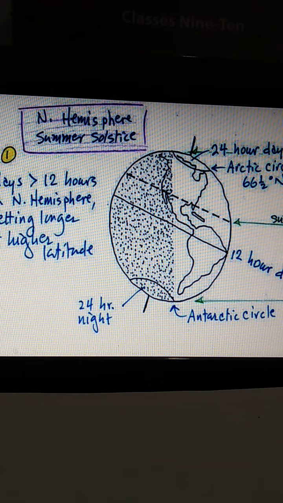1.5 months earlier than 21st June and 1.5 months later than 21st June, that is for these 3 months, summer season prevails in the countries of the Northern Hemisphere, while winter season prevails in the countries of the Southern Hemisphere.